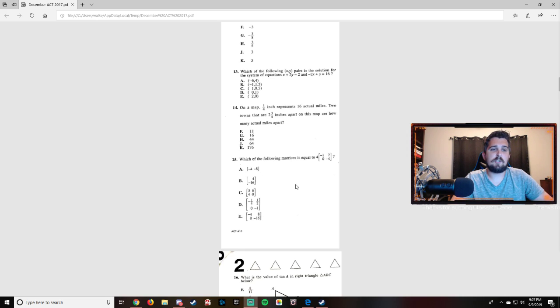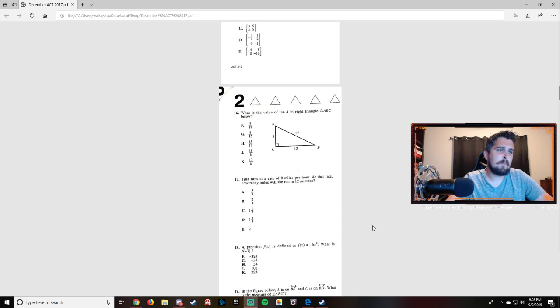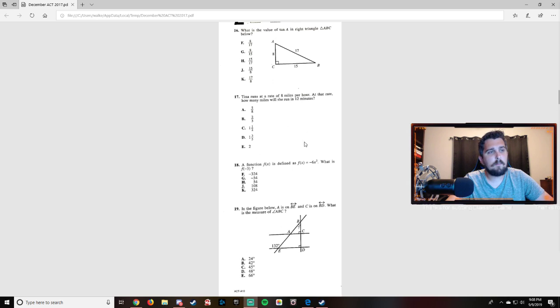Which is why I always suggest when you're reviewing, hit those points that you obviously do not know. Find ways to remember it. Like I said, short, sweet, to the point. Matrices, I don't see this too often on the ACT, so it's kind of interesting to see it there. Back with some more geometry, another nice little word problem.